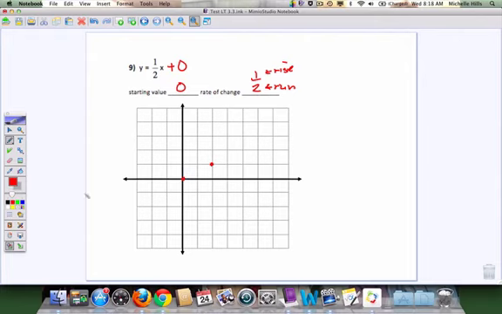Now I need to put my scale numbers in to cover that point. So I need to go up to 1 and then over to 2, and then go ahead and draw my line through my 2 points. Make sure you have arrows at the ends.